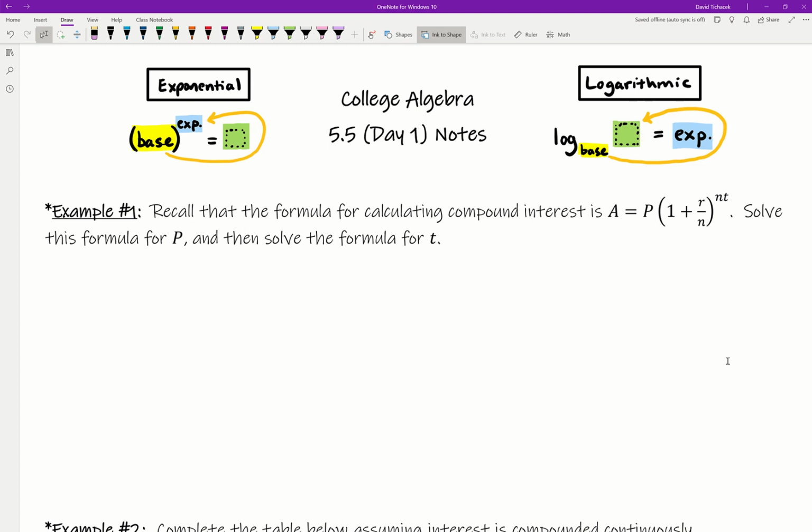And so we're going to take a look at a couple of different word problems here in this lesson, and the key theme throughout all of them is that we're basically going to be taking a formula involving an exponential or a logarithm, and we're going to be using our algebra skills to isolate a certain variable in that formula.